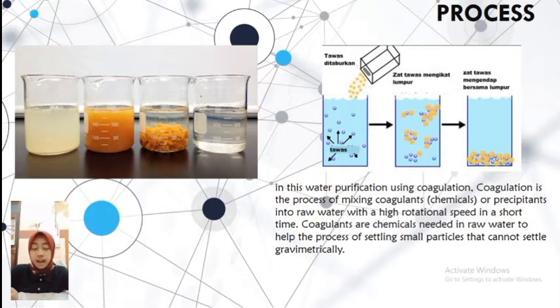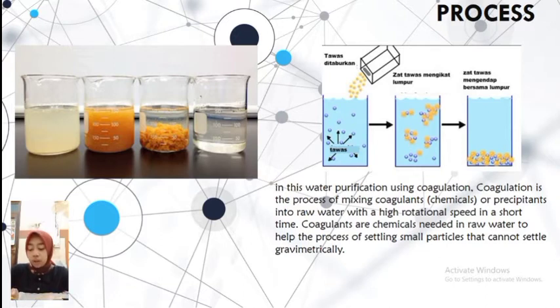Water with alum will change to clean water, and water without alum does not change.